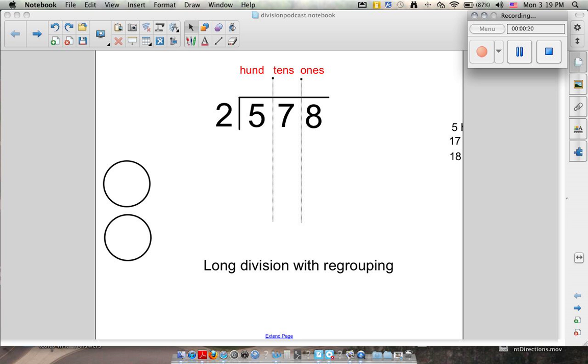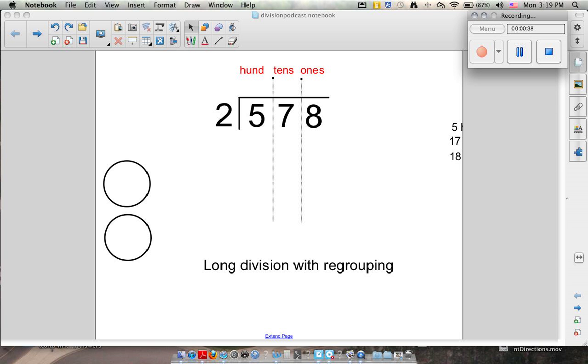As you notice, we have the problem 578 divided by 2. We have split this problem into 5 hundreds, 7 tens, and 8 ones. The lines on the screen will not be on your child's paper, however, we're using them to show the image of how we do division.